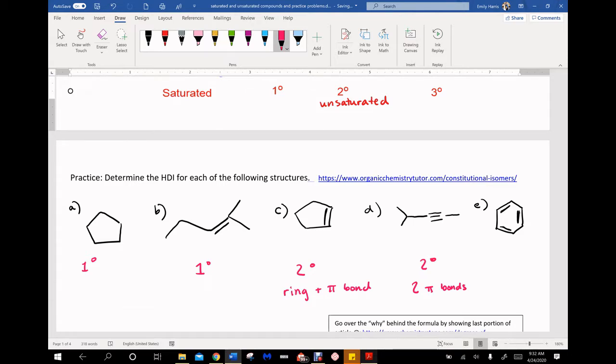Then finally, this last molecule is benzene. You may recognize him. And he's going to have 4 degrees of unsaturation. There are 3 pi bonds and 1 ring. Okay? And let me write this in. Pi bond and ring.